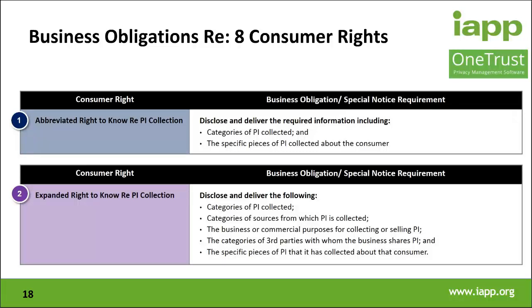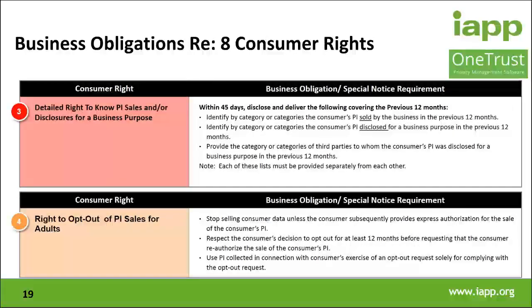The second consumer right, which has to do with the expanded right to know, the consumers can issue a verifiable request to a company to know the categories of PI collected, the categories of sources from which the PI is collected, the business or commercial purpose, and the categories of third parties with whom the business shares. In addition, the specific pieces of PI that the company has collected about that particular consumer can be requested.